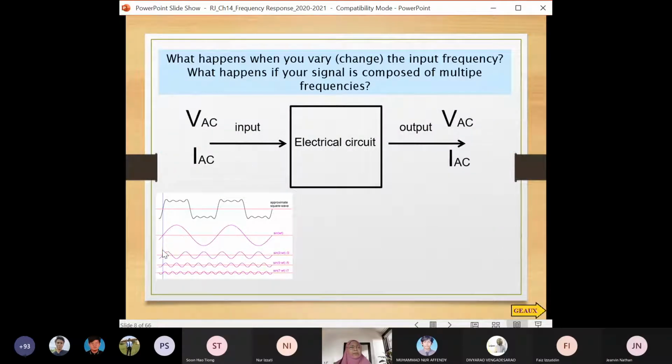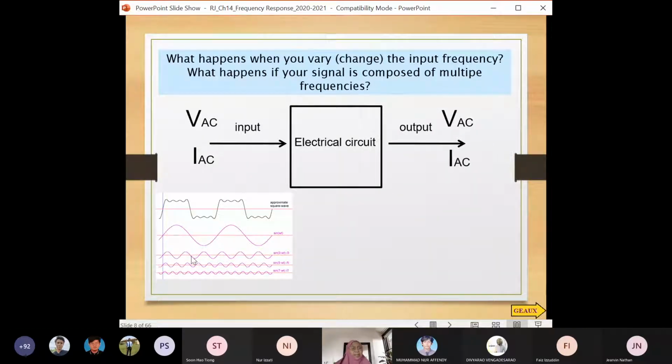And this AC input, you have many different kinds of waveforms. So what happens when you vary or change the input frequency? What happens if your signal is composed of multiple frequencies? So the first signal here is actually a composition of a few signals. You have the big signals and then you have small signals. So this is actually an approximation of square wave signals.